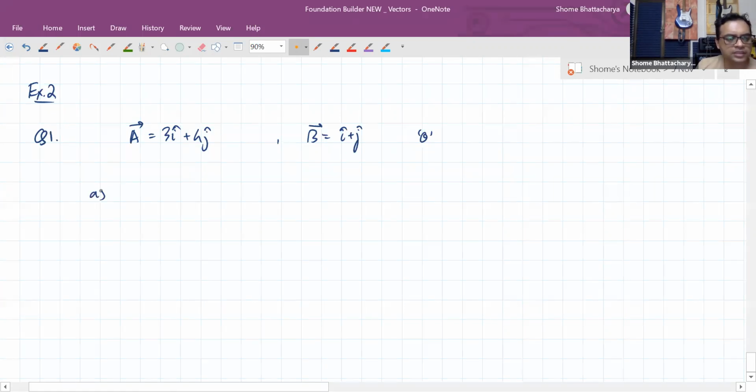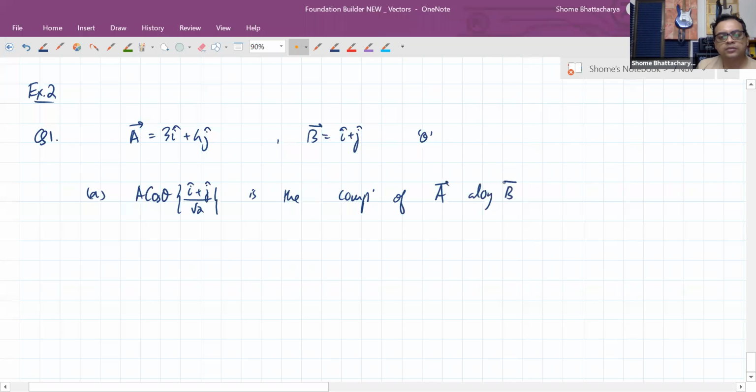So, for example, the first statement is saying that if I take this vector, magnitude of A cos theta into i cap plus j cap, whole thing by root 2, is the component of A along B. So we have to check whether this is correct or not. Okay. So just now use that concept now.